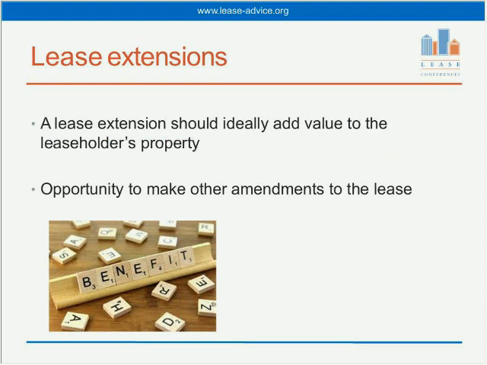So it should, in addition, make it more marketable. It should add value to the leaseholder's property, increase the value from what it is. And it's also an opportunity to amend the lease. It may well be several years old.